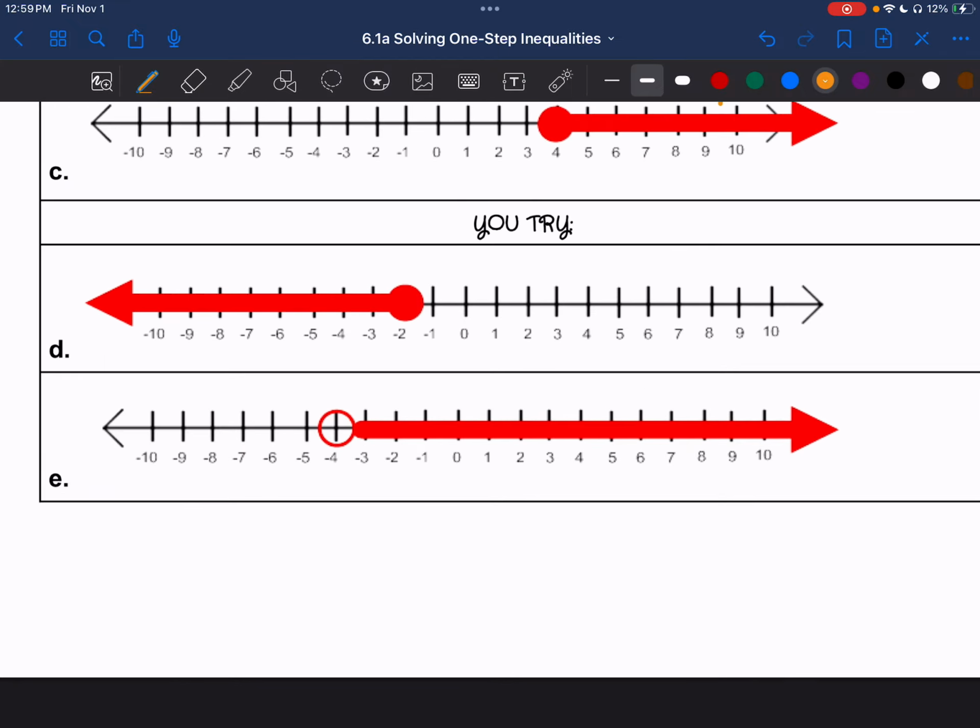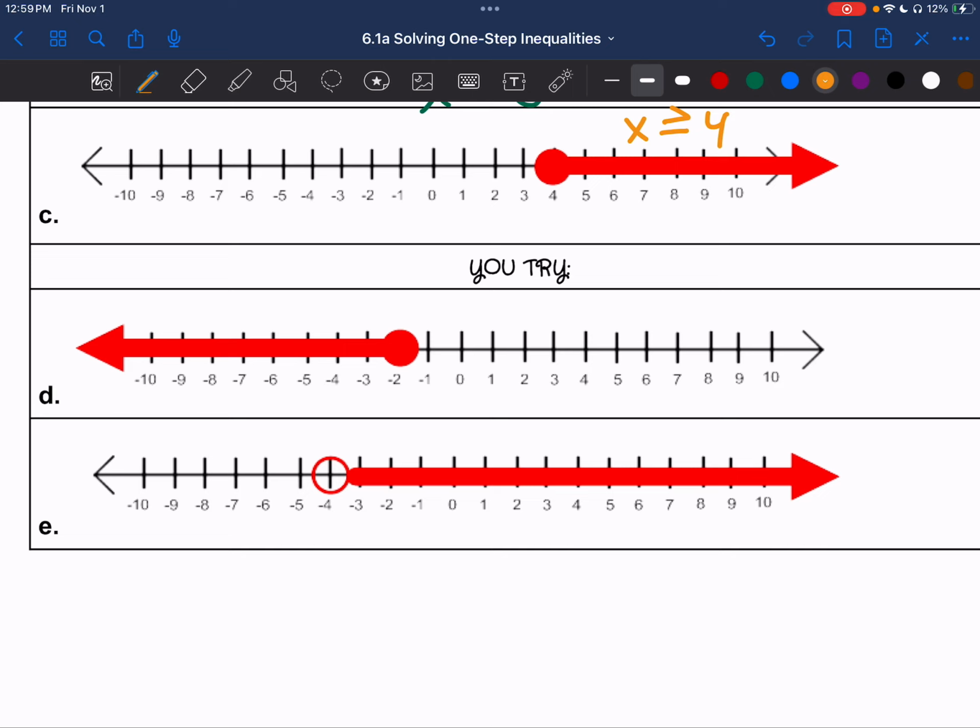All right, there are 2 you-try problems that I would like you to do, and then we check them against my work. So letter D, we have our variable x. We are shading to the left of the point -2, and it is a closed circle, so it's less than or equal to -2. And the last one, we have letter E. We have x, we're shading to the right of -4, and it's just greater than because it's an open circle.